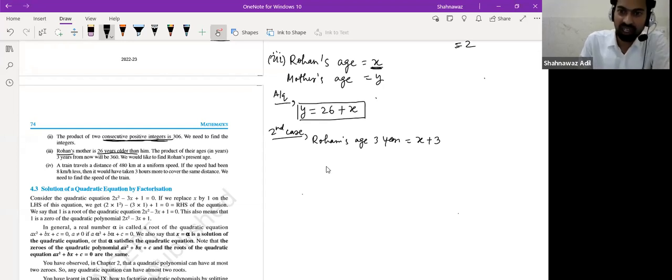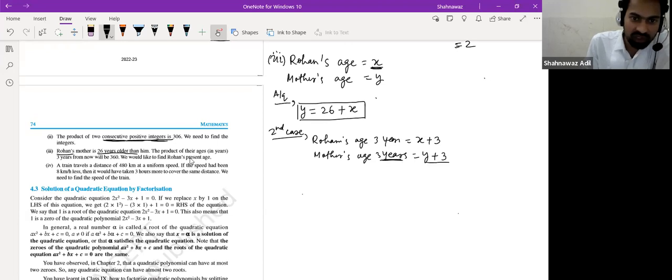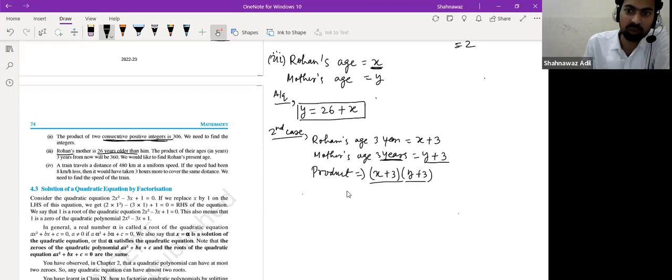And what would be the mother's age, Hamad? What would be the mother's age after 3 years? It would be Y plus 3, right? We are calculating after 3 years. Now look into this question. They are saying the product of their ages. So what would be the product there? The product would be x plus 3 and y plus 3. This is the product of their ages 3 years from now.